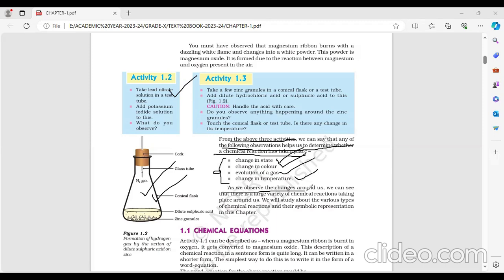Now, as we observe the changes around us, we can see that there is a large variety of chemical reactions taking place around us. We will study about the various types of chemical reactions and their symbolic representation in this chapter. So now what are we going to study? We are going to study the main topic of the subject, chemical reactions, and also their representation. How do we represent a chemical reaction?